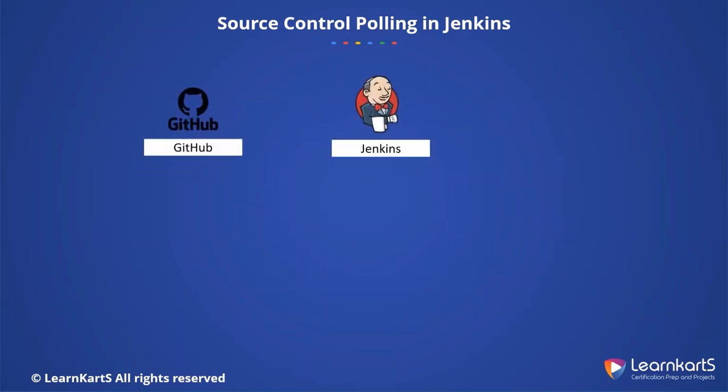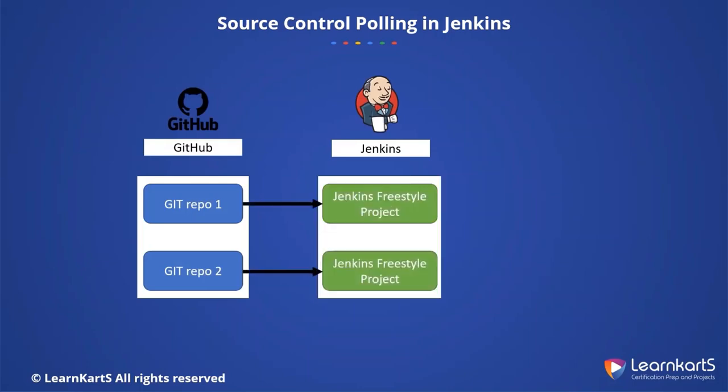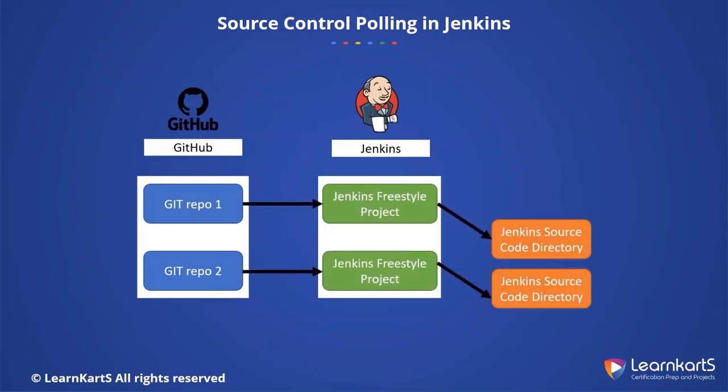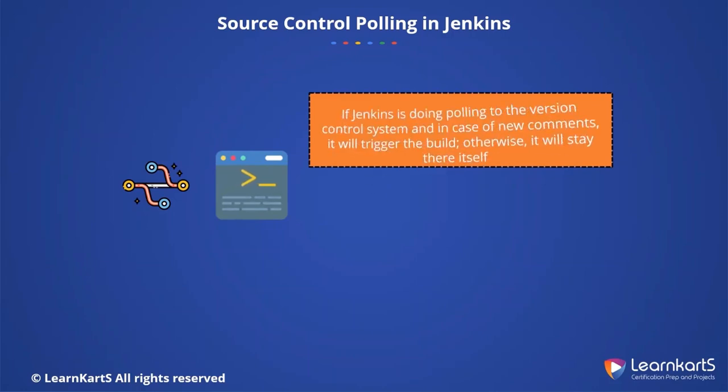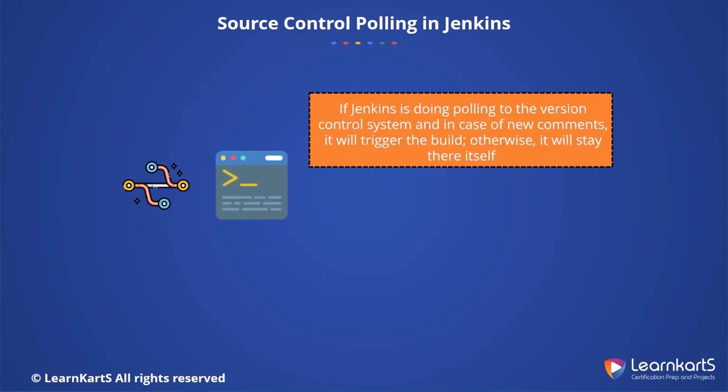Now this is how it happens. The freestyle job, the Jenkins pipeline, or whatever kind of project you have, this is a standard option. It means you will be able to connect and reach out, and you can perform polling. Using this, you will understand that Jenkins is polling the version control system, and in case of new commits, it will trigger the build.